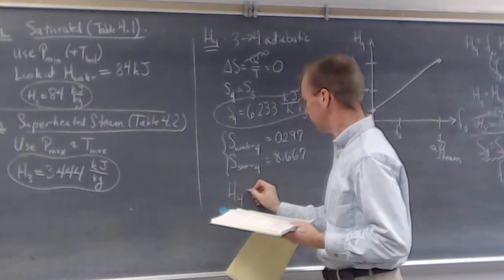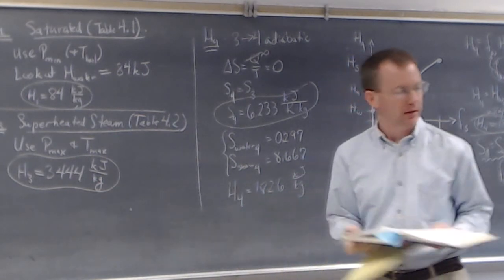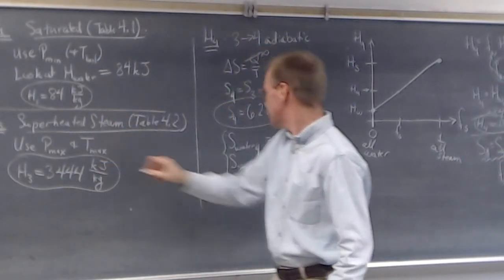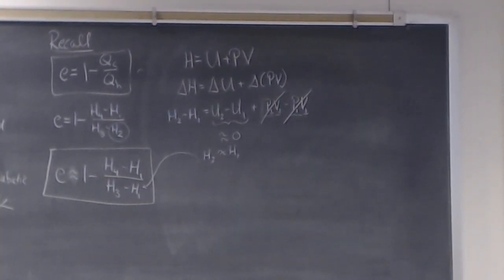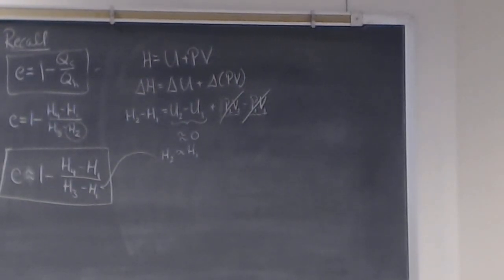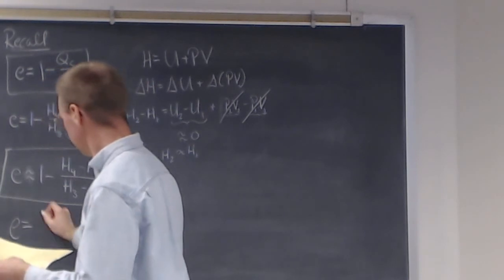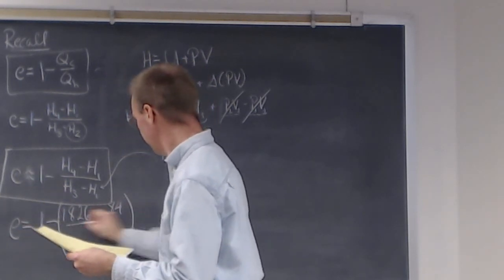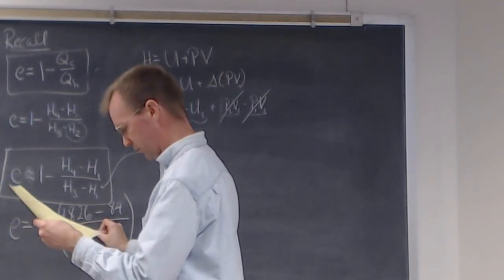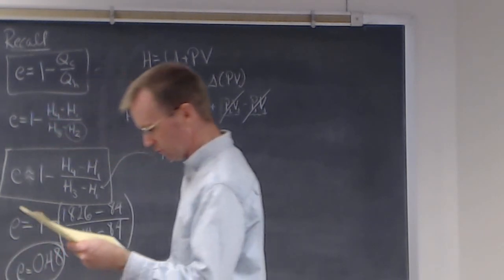Phew. Now, 1826 kilojoules per kilogram. H1, H3, H4, put them into our efficiency equation. And what we get is one minus 1826 minus 84 over 3,444 minus 84 again, and we get an efficiency of 0.48, which is an efficiency of 48%.